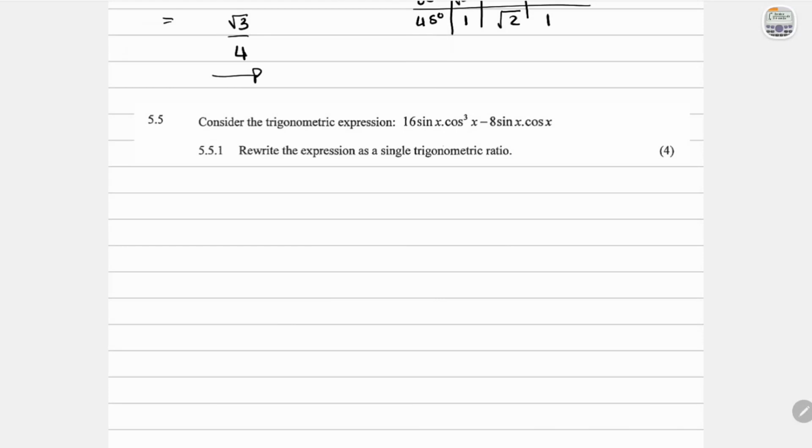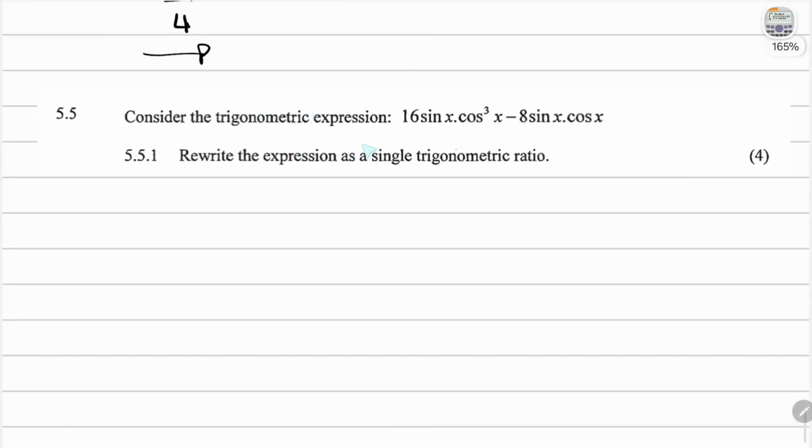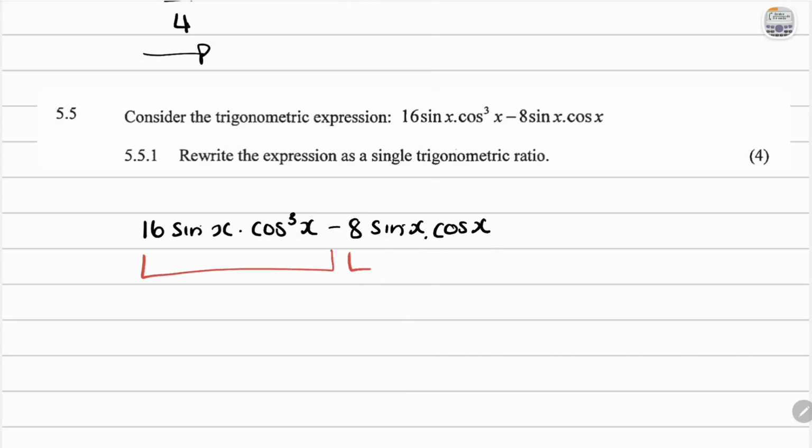Okay, 5.5 says, consider the trigonometric expression, and we are given, so might as well just rewrite. They say rewrite the expression as a single trigonometric ratio. So we have 16 sine x times cos cubed x, things that we don't really want to be there, but we'll take them out. So 8 sine x cos x. The first thing that we already see is that we have two terms, and since we have two terms, we can factorize this.